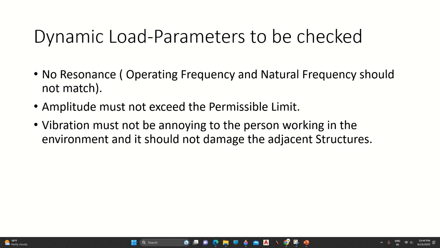And another thing you need to consider is the amplitude. The amplitude of the foundation should not exceed the permissible limit. And even the vibration of the machine should be within a permissible limit, especially for the human ear, where we will be discussing charts which will give us an idea of these vibrations.